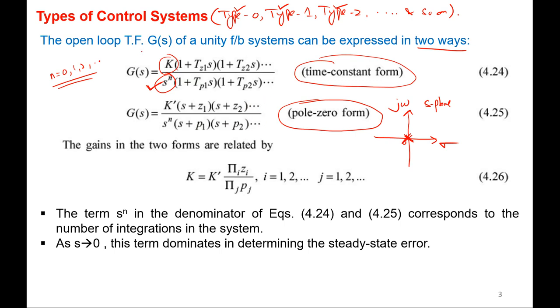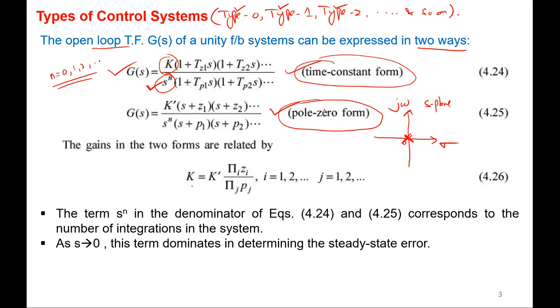So I can express the open loop transfer function either in standard time constant form or pole zero form. But most of the time we will be using the transfer function in time constant form only, right? Then how are K and K dash related? K is in time constant form, K dash in pole zero form. You can observe here. K is equal to K dash into the product of the zeros, z_i, i ranging from 1 to m, divided by the product of the poles, p_j, j running from 1 to n, and so on.